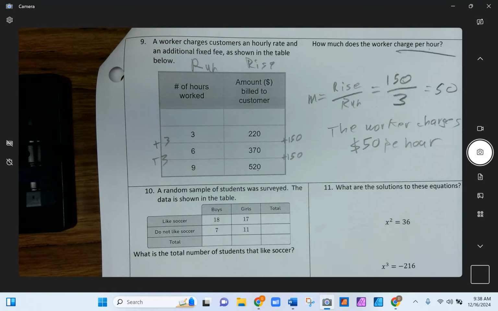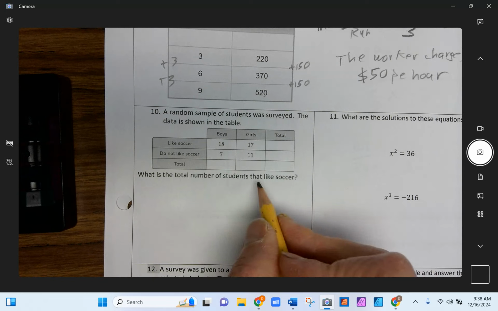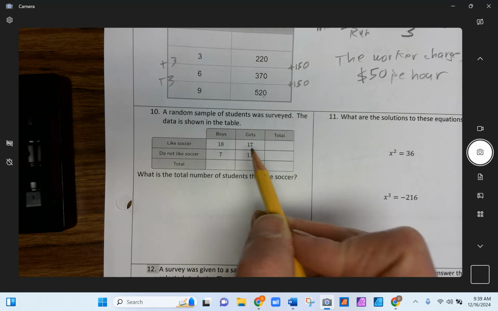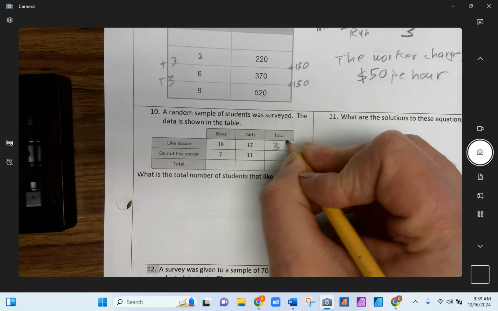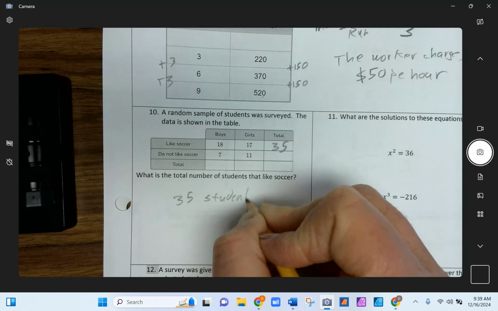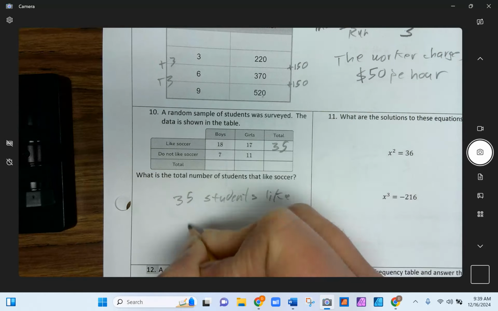Okay, a random sampling of students was surveyed. The data is shown below. What is the total number of students that like soccer? So like soccer is going to be the column right here. So I just take these two and add them together. And I do believe that is 35. So we'd say 35 students like soccer.